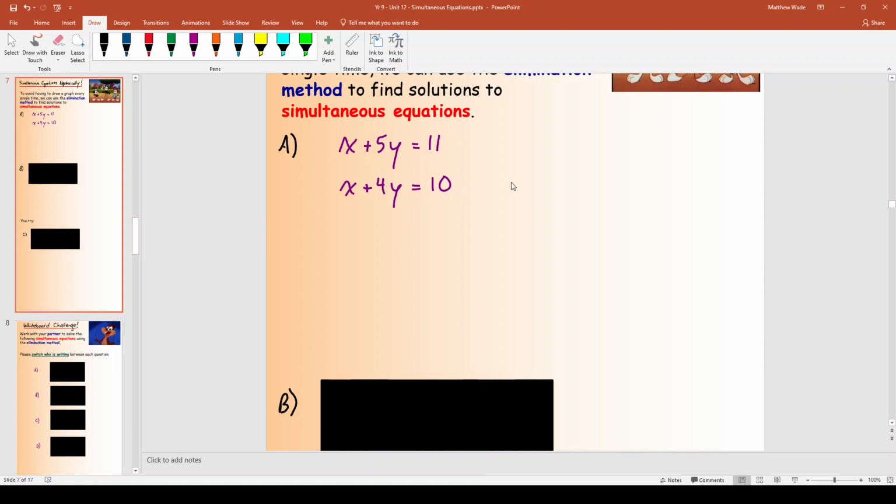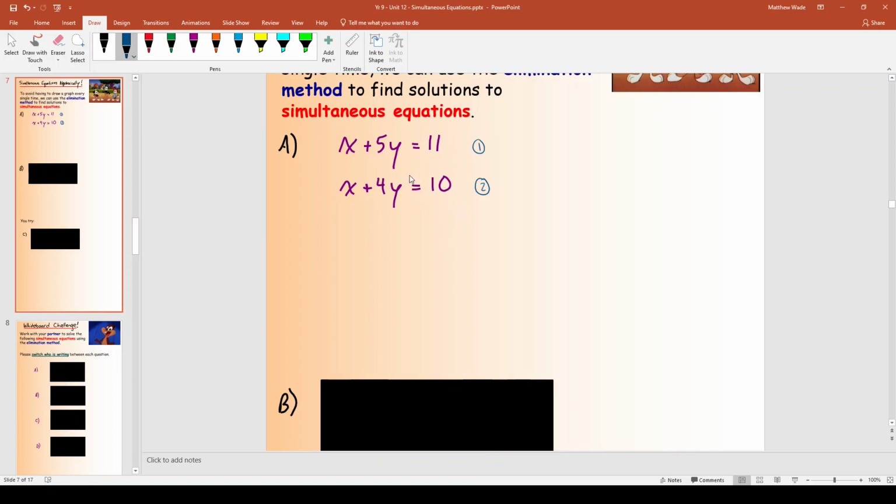Have you got it written down yet? Okay, cool. Next to the first one, buddies, I want you just to put a 1, and next to the second one, put a little 2, with a circle around it, because you're just naming each one. So this is equation 1 and this is equation 2.